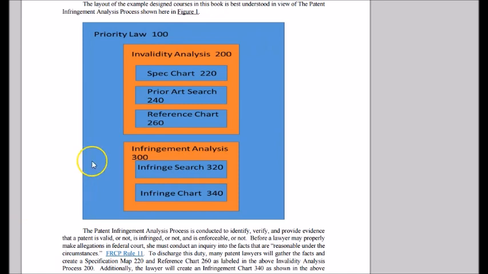So again, this course is the Priority Law course, and that's what's covered in this course. They go in order. The next course is spec map, then reference chart, and then the infringement chart course. These include the documents, the law, the checklists, process steps, quality metrics, and what have you. They're fully designed functional processes that have been used. And therefore it's not just an analysis of law, but it's a law and practice course.